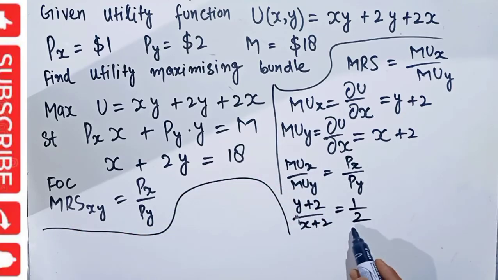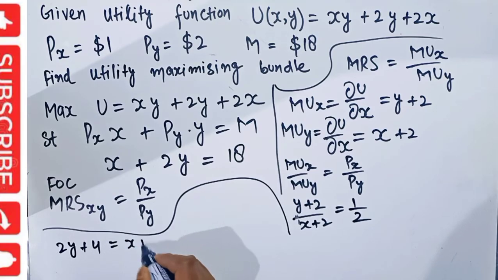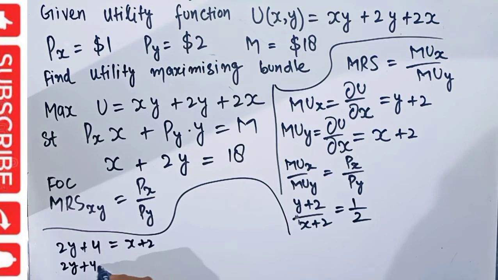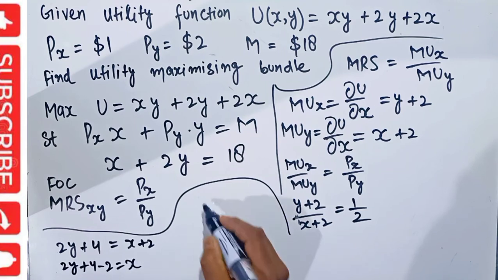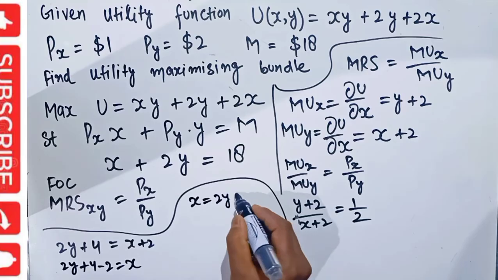After that, let us solve this. So cross multiplying, it becomes 2y plus 2 into 2 is 4 should be equal to x plus 2, which implies, let us solve for x here first. If I transpose this here, it will become 2y plus 4 minus 2 is equal to x, which implies x is equal to 2y plus 2.